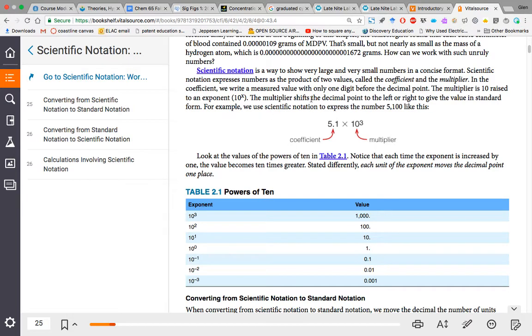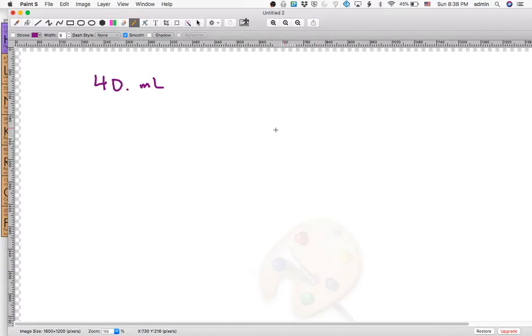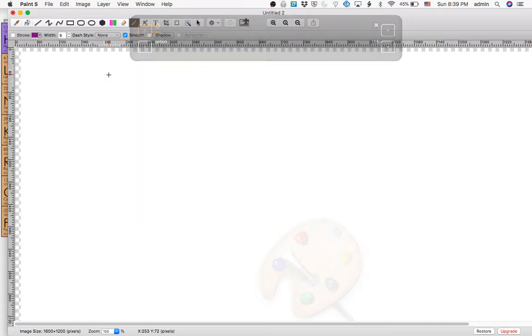Right now, scientific notation. We use scientific notation in science for three reasons. The first reason is when the number is very large, it's hard to manage it. So this number is 5,100. That's not hard to manage. But what if you had a number like this? Here, let me show you a nice large number. What if you had a number like this?